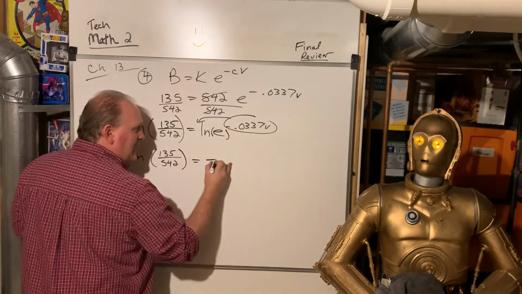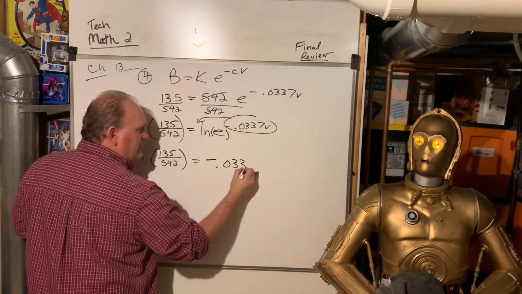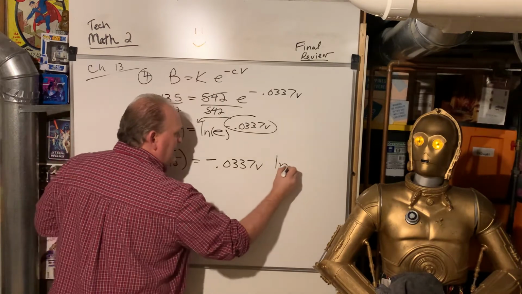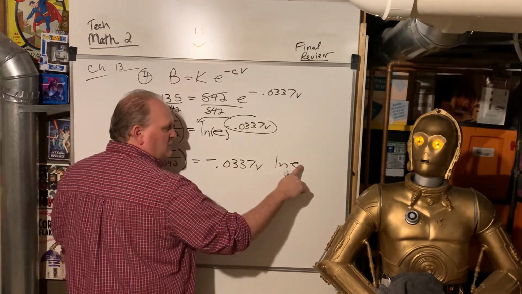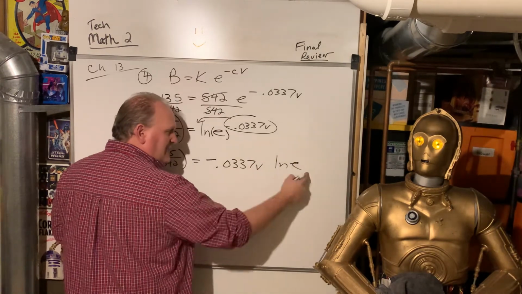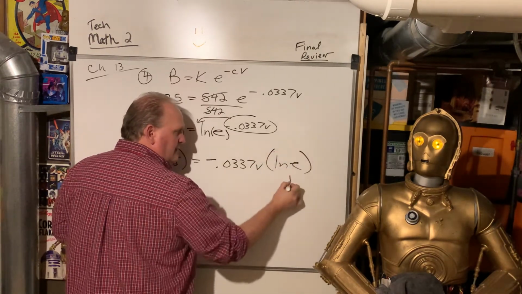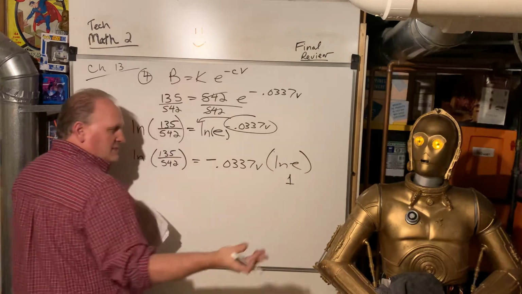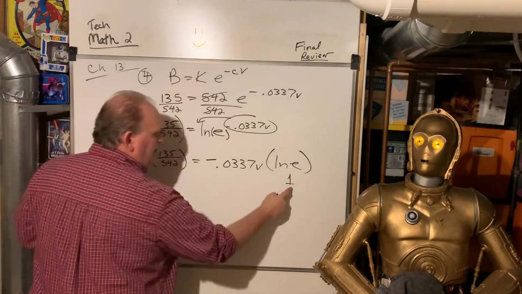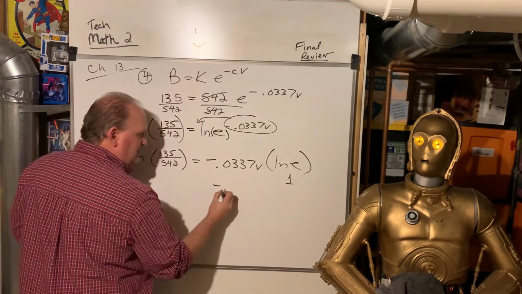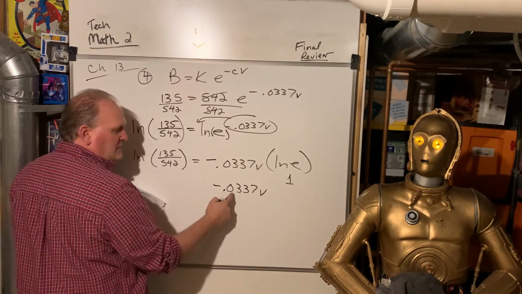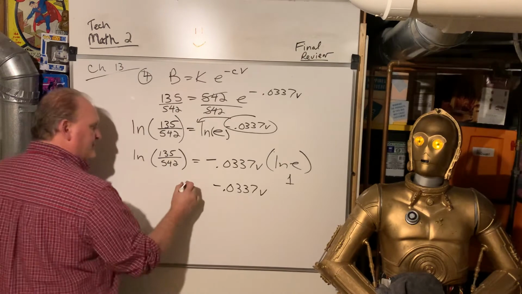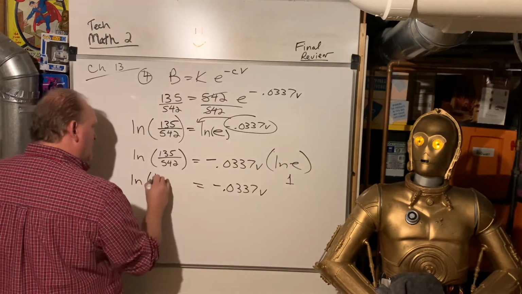And now we got negative 0.0337v ln e. Well, the natural log of e is asking e to what power gives you e? That's 1. So ln e is just a 1, which that's why it just disappears out of my work, because 1 times that is just itself, negative 0.0337V.